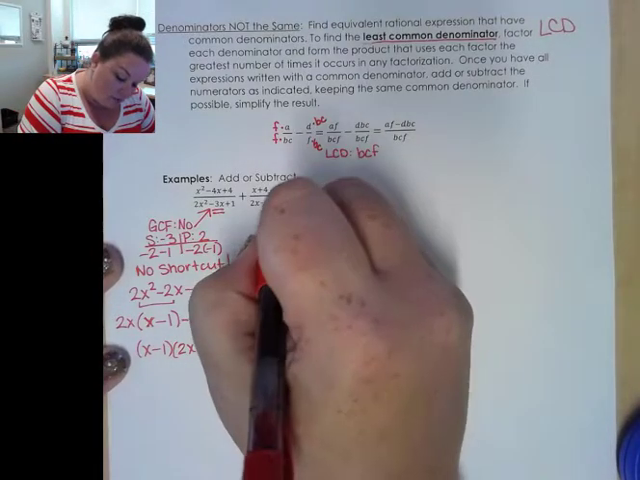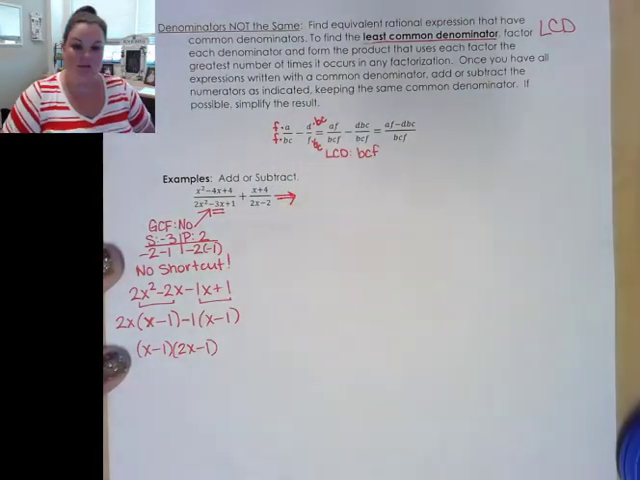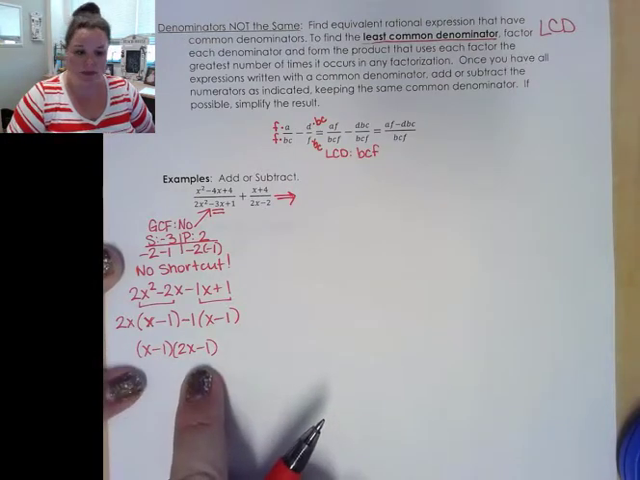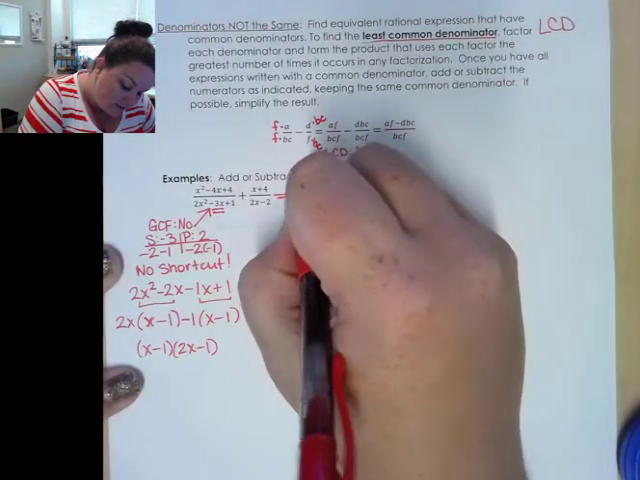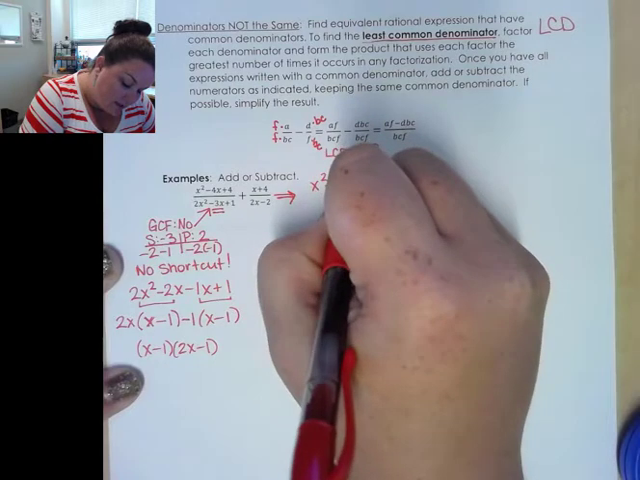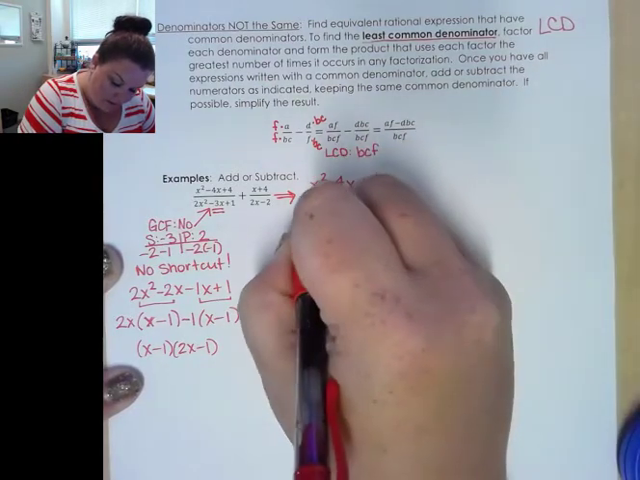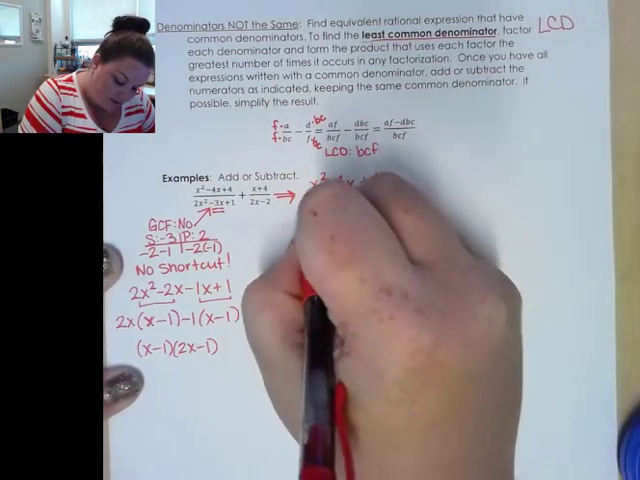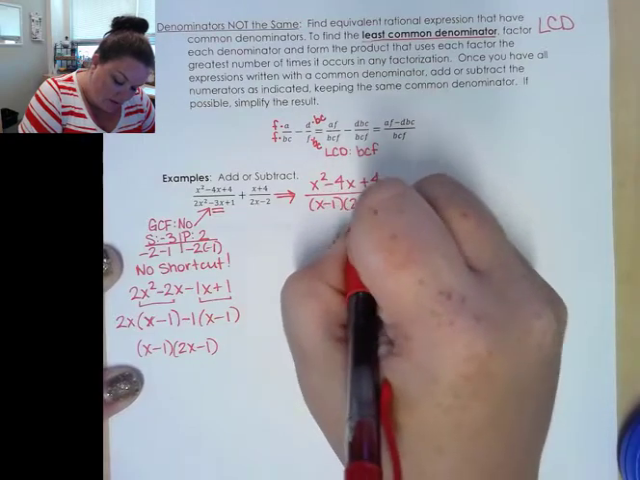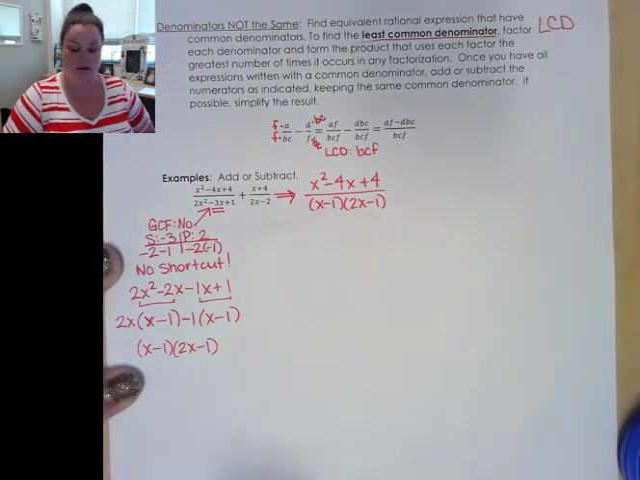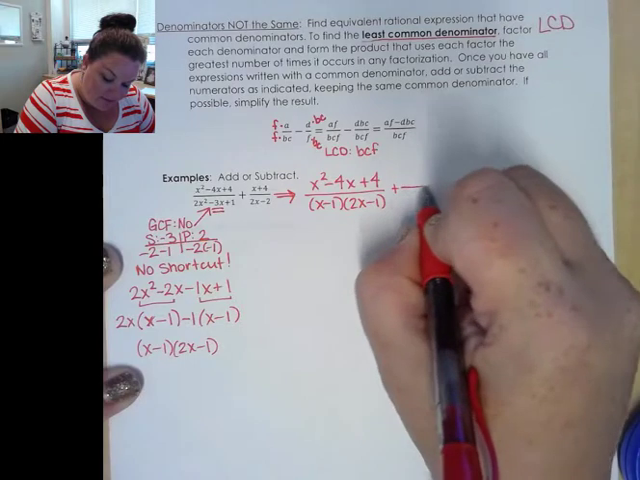So I'm going to go ahead and rewrite this with a factored denominator. The numerator is still x squared minus 4x plus 4, and on the bottom, we now know this factors into x minus 1 times 2x minus 1. I want to do the same thing for the second one.